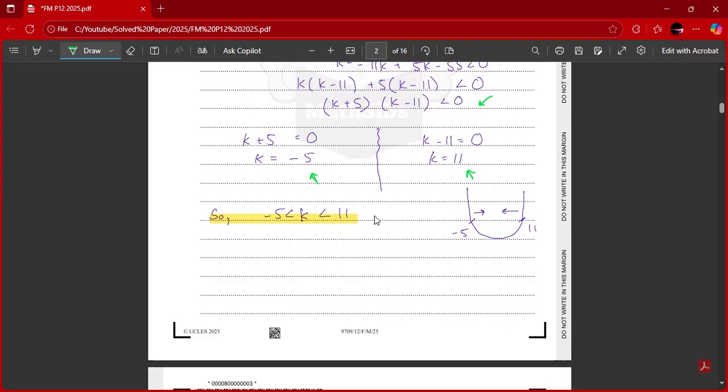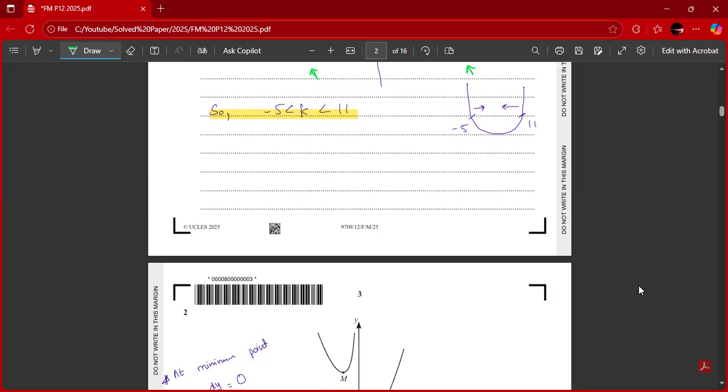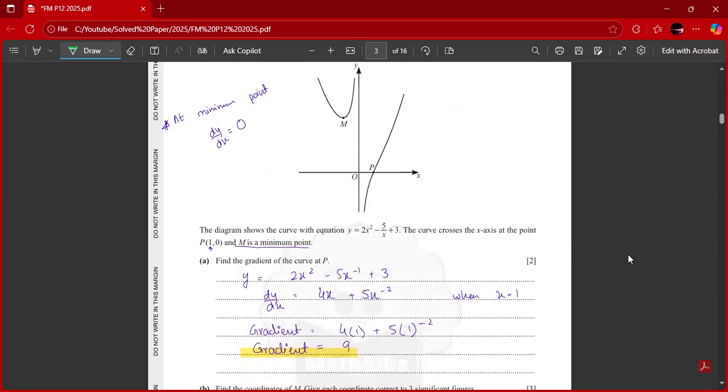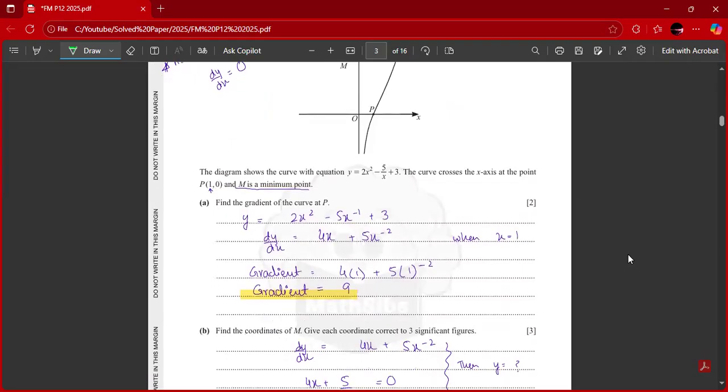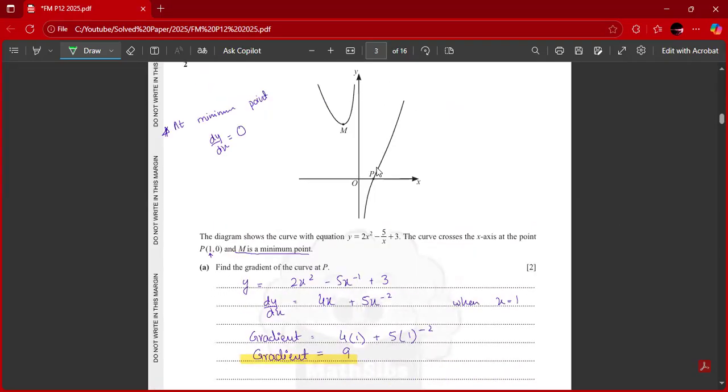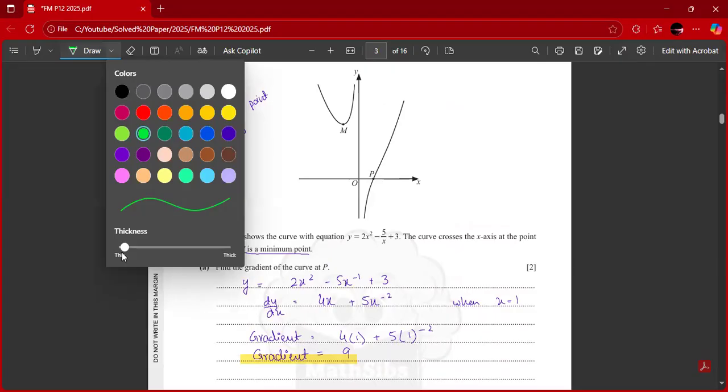Moving on to the next question. We have a graph. A diagram shows a curve. First of all, we have to find the gradient at exactly this point P. Everyone knows what a gradient is. A gradient is also called the derivative, dy over dx, the first derivative. It's quite simple, because dy over dx can be easily found as we're given the equation of the curve. Now we differentiate the equation of the curve.